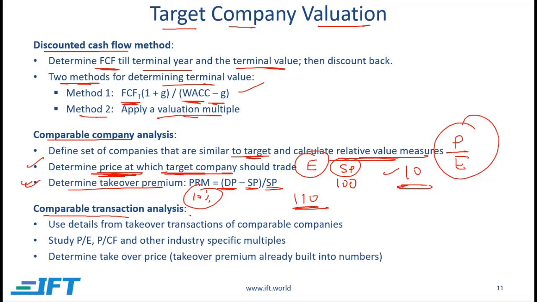With the comparable transaction analysis method, we use details from takeover transactions of comparable companies. So here again, we might study multiples such as PE or price to cash flow and other industry-specific multiples. But here the price would be the takeover price. And then based on these multiples, we determine what the takeover price should be for our target company. An important point here is that the takeover premium has already been built into these numbers. So unlike the comparable company analysis method, here we do not need to add a premium.